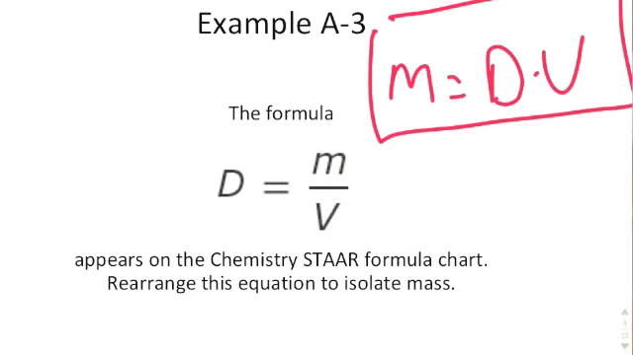Alright, this is example A3. It gives us the formula for density. Density equals mass divided by volume. The answer that you should get, because you're going to be solving for mass, rearrange the equation to isolate for mass equals density times volume. You should be able to tell me how to get that answer.